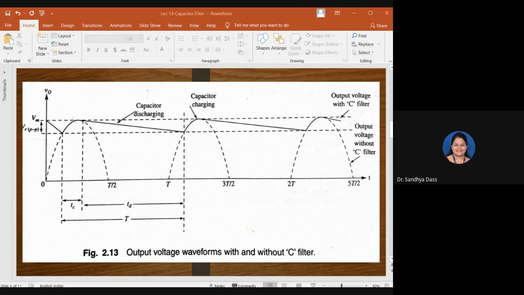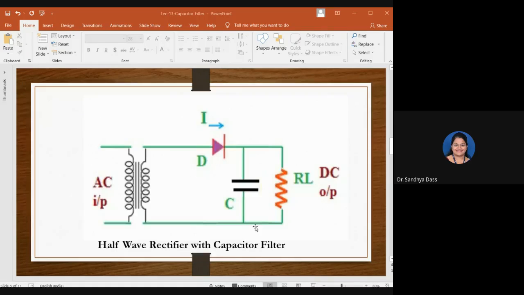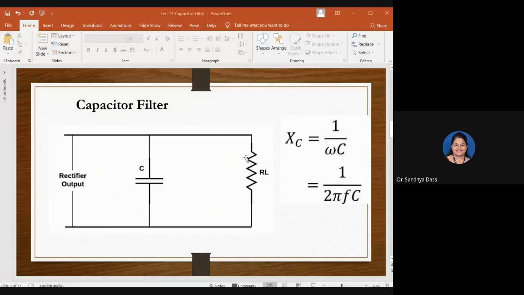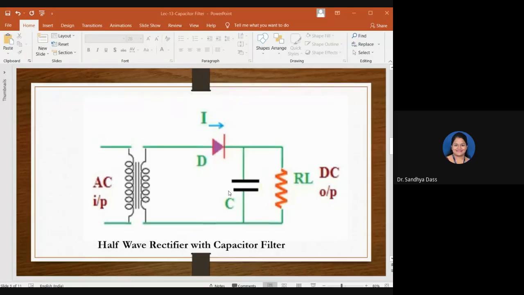All right, so observe here. Let us look at the half wave rectifier. First I just gave you the working of the capacitor filter. Let's see it connected in the half wave rectifier circuit. The half wave rectifier circuit, you are familiar with. You have one single diode there and RL connected there. Now, as we have discussed, because of the property of the capacitor, it will be connected in parallel.